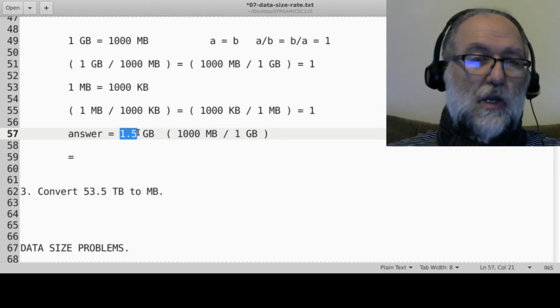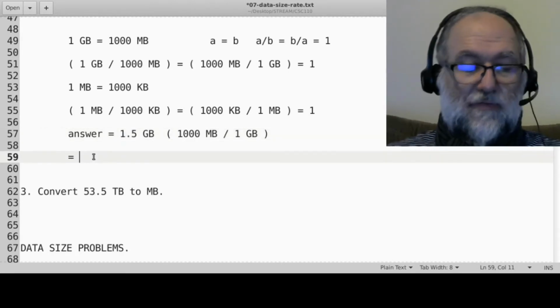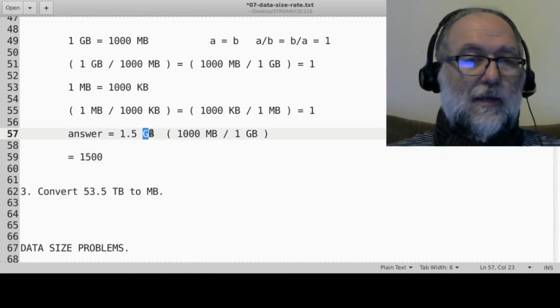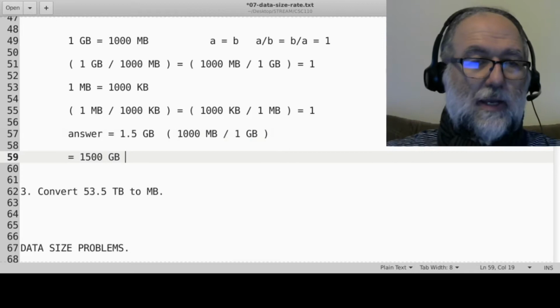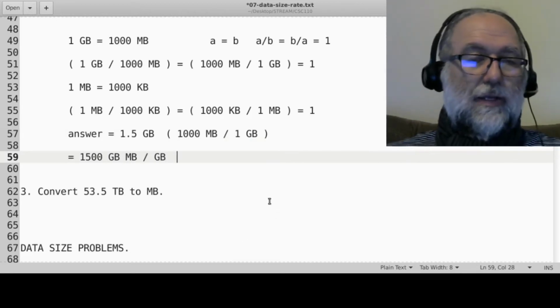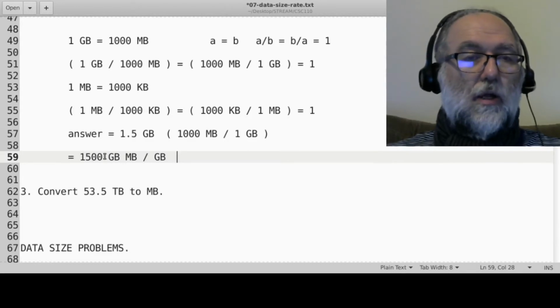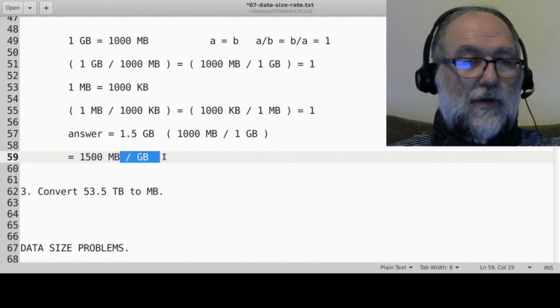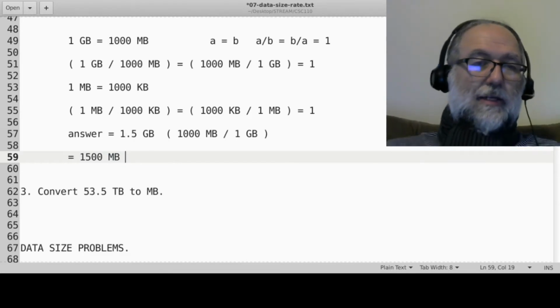Let's do the numbers first. So here I've got 1.5 and I multiply by 1,000. And 1.5 times 1,000 is 1,500. Now here I've got a gigabyte times a megabyte divided by a gigabyte. And you take a look at that and you go, oh, the gigabyte here in the numerator will just cancel the gigabyte there in the denominator, and I get that.